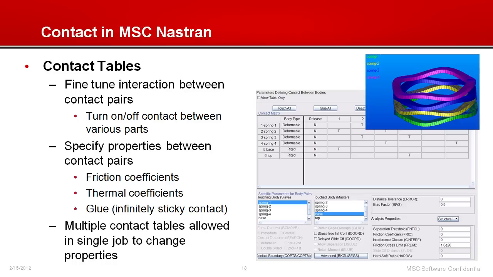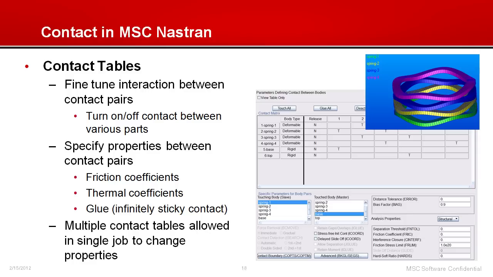We could have a contact table, and in the contact table, that's where I will be telling Nastran that this contact body touches this contact body, and this contact body touches this contact body. So if I go to the contact table, what I can see is that spring 1 will be touching spring number 2. And then spring 2 will be touching spring 1 and spring 3, and so on. So through the contact table, we have full control over how the contact bodies are interacting with each other.